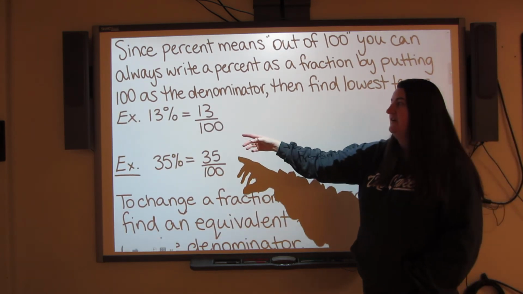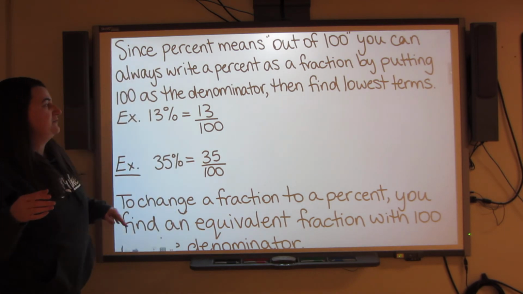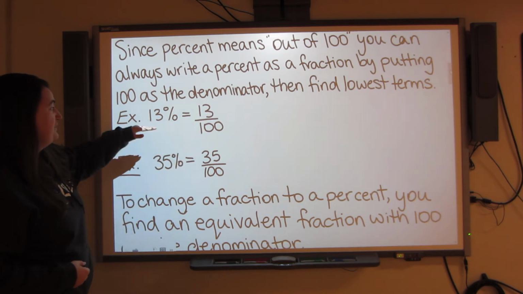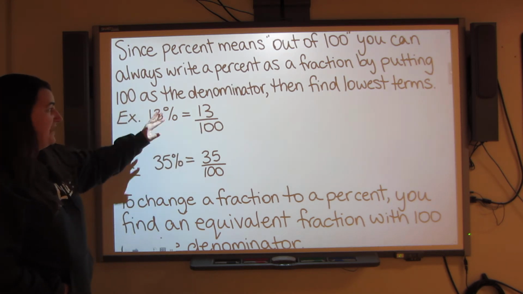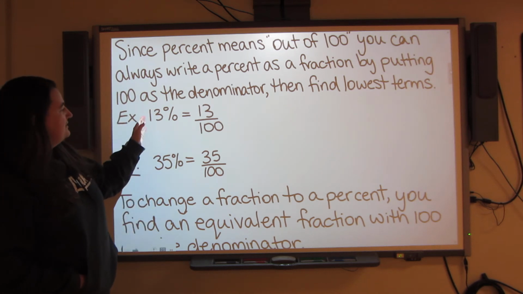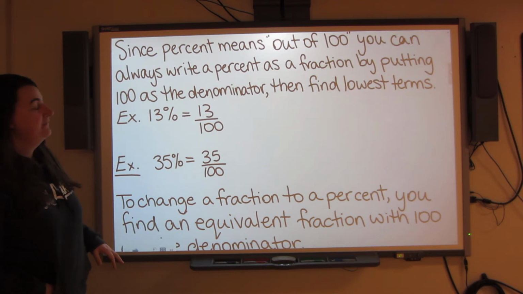Here's an example. You've got 13%. Now to write 13% as a fraction, you take your 100 denominator and you put it underneath whatever the percent is. And then you get rid of the percent sign. So 13% is 13 over 100 as a fraction.